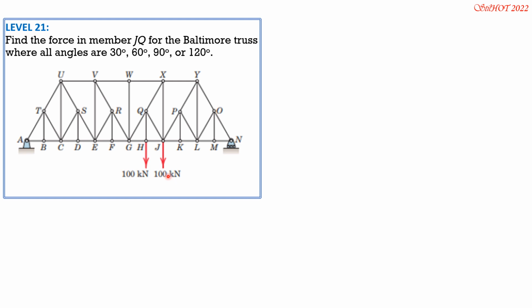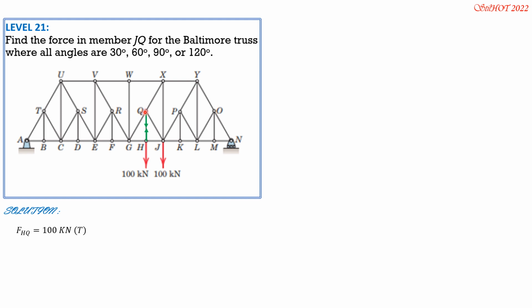Now, the technique is first we solve for HQ by isolating joint 8, summation of forces vertical. So obviously the force in HQ minus 100 equals 0, so HQ is 100. So FHQ is 100 kilonewtons tension.